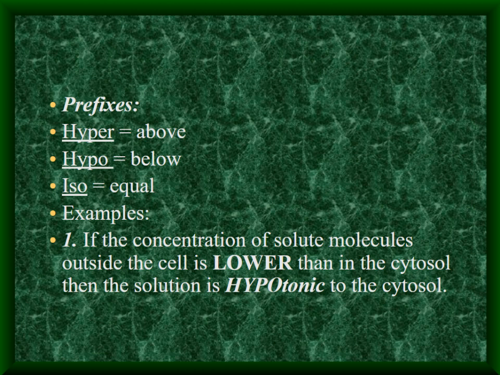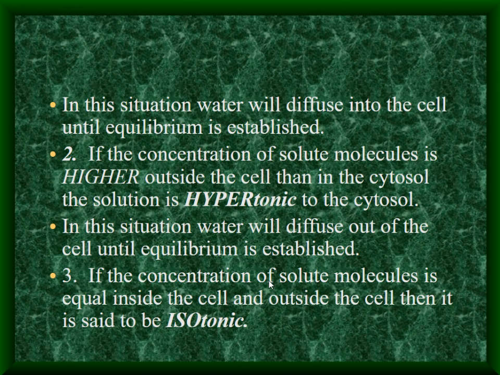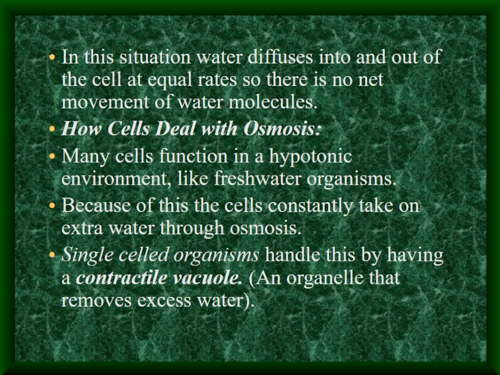If the concentration of solutes outside of the cell is lower than in the cytosol, the solution is hypotonic to the cytosol. That's the example. In this situation, water will diffuse into the cell until equilibrium is established. If it is hypertonic, water will diffuse out of the cell until equilibrium is established. If it is isotonic, there will not be any net movement of water because the diffusion will go in and out at the same rate. You will have osmosis, but it is already at equilibrium, so there is no need for an influx or outflux of water from the cell.